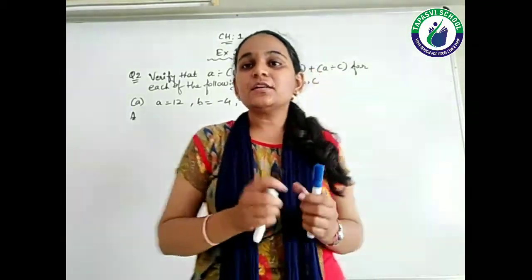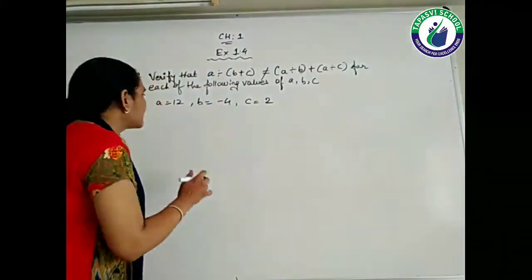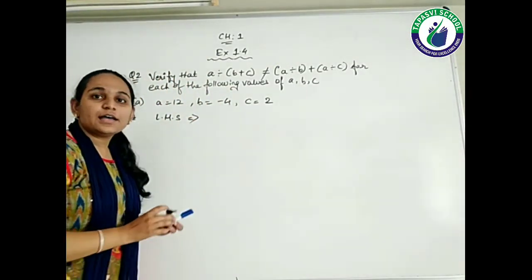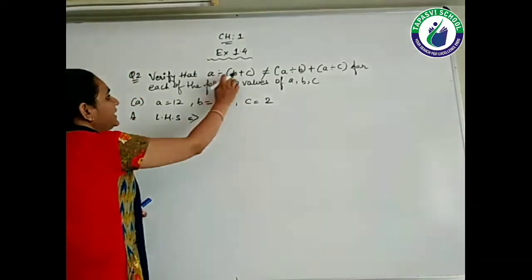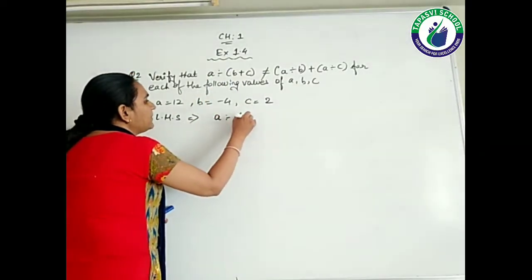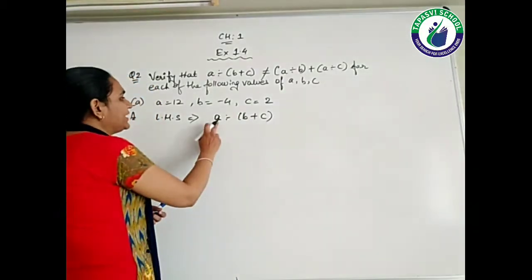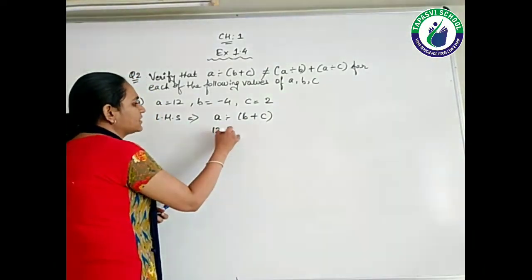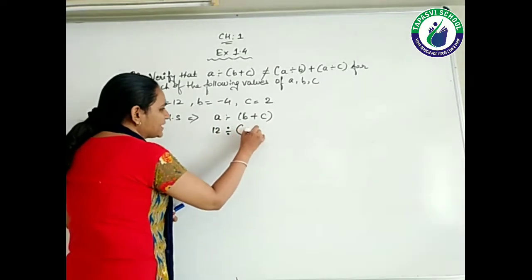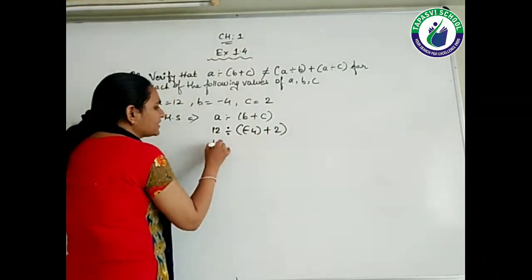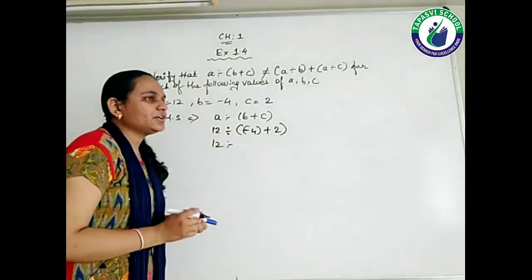So let's see here the solution of it students. So LHS students, A divided by B plus C. Is it clear? Now what is the value of A? 12. Value of B minus 4. Value of C it is 2, right? So what is minus 4 and 2 students?